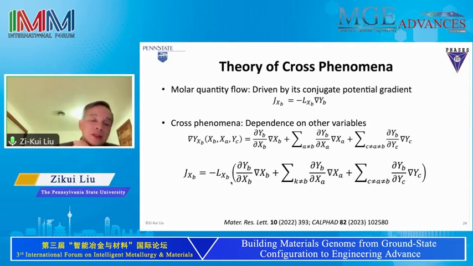So this is the equation Onsager tried to solve in the 1930s. But the only error he had is that he put all of these as potentials. No, this has to be molar quantities. At least one of them has to be a molar quantity.